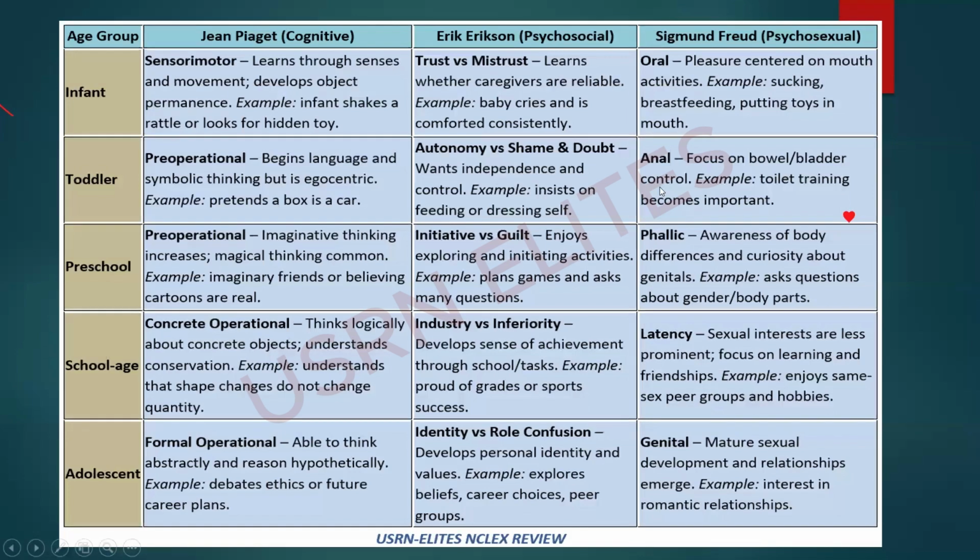the toddler stage, which is the anal stage. Okay, it focuses on bowel and bladder control. So this is where you do toilet training. Keep it in mind: toilet training is within the toddler stage. Okay, so any child who is 2 years old should be taught potty training. Okay, should have potty training.